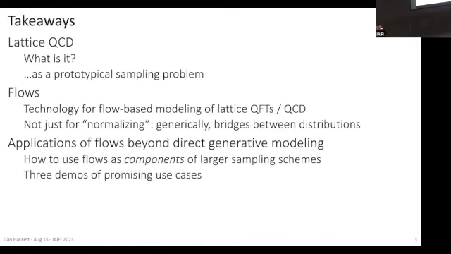And I want to get across, though, that you've been hearing a lot about generative modeling, basically replacing other sampling schemes entirely with machine learned components, in which case you would think about a normalizing flow. But flows are more useful than that, than for just completely generatively modeling a distribution. I want to get across that you can think about flows as a bridge between different distributions in a way that you can usefully use in more general sampling schemes.